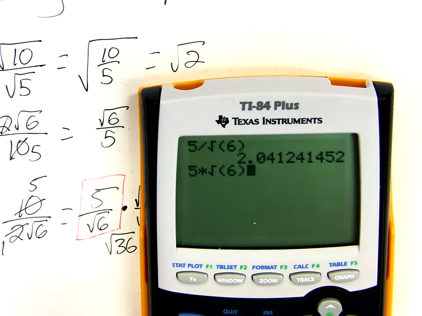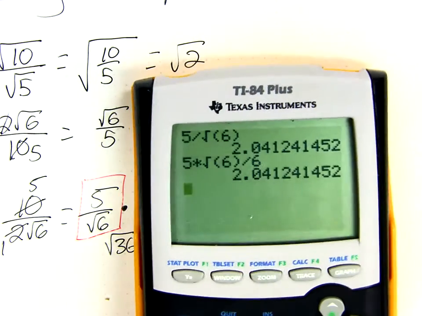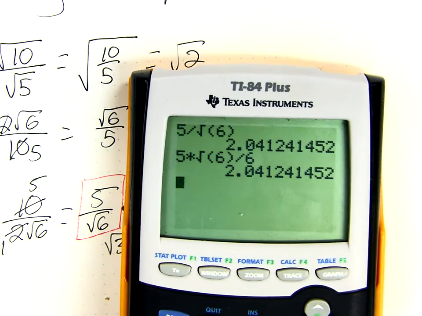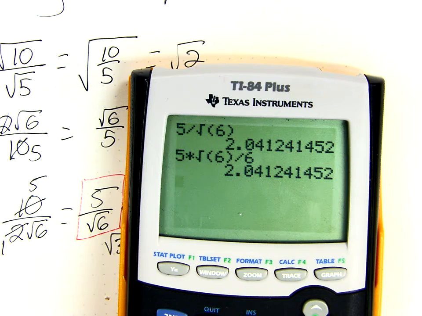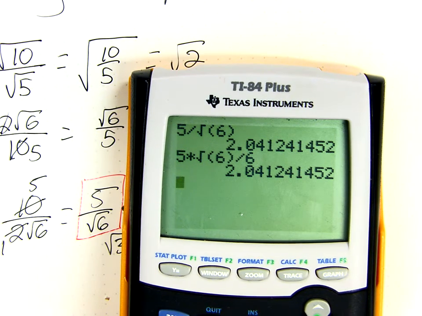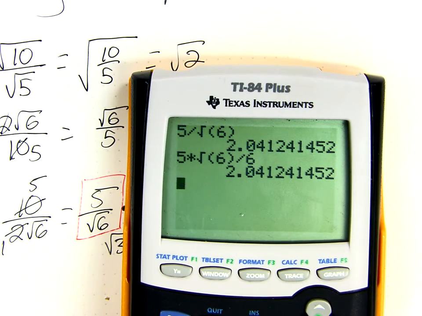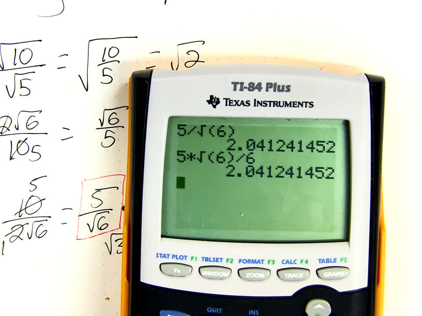And then I need to divide by 6. Ta-da! So you see, they are the exact same number. Like, not even rounded differently. Exactly the same. Because all I've done was take the number and multiply by 1. If you take a number and multiply by 1, it's still that same number.